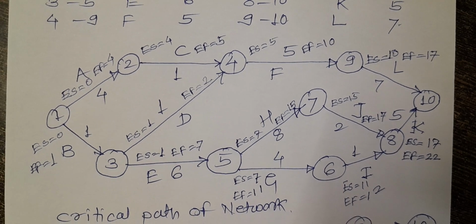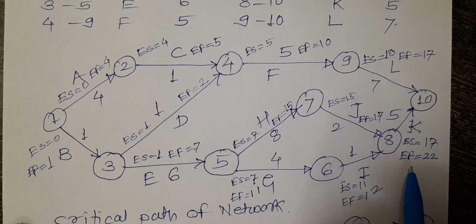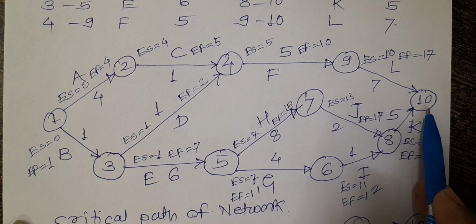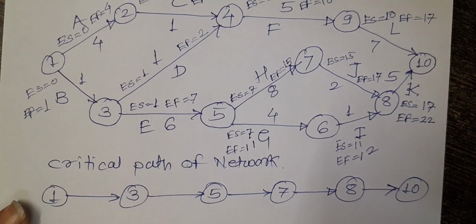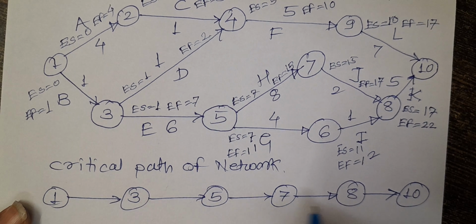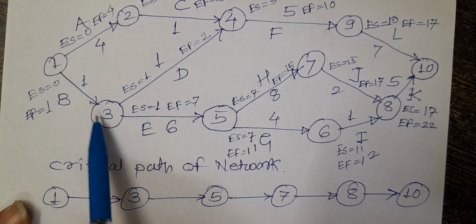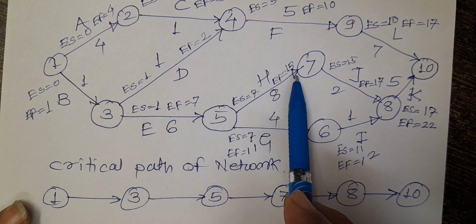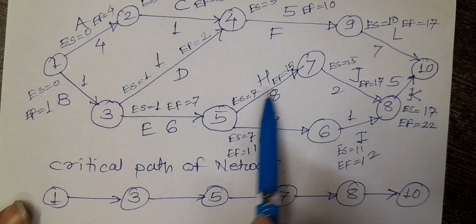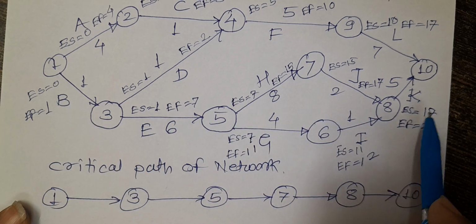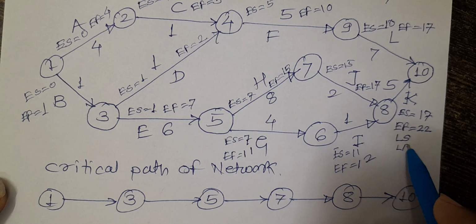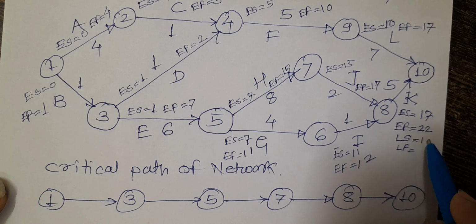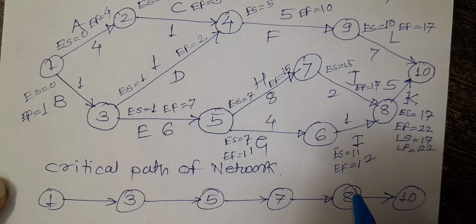Now we have to calculate the latest start and latest finish time. So we have to move from the end to the first. What is the critical path? The critical path of this network is 1 3 5 7 8 10. So we have to move from 1 to 3, 3 to 5, 5 to 7, 7 to 8 and 10. So this path is the critical path, and we have to consider the latest start and latest finish of this activity are the same, that is 17 and 22. So from this now we have to do the rest of the calculation.